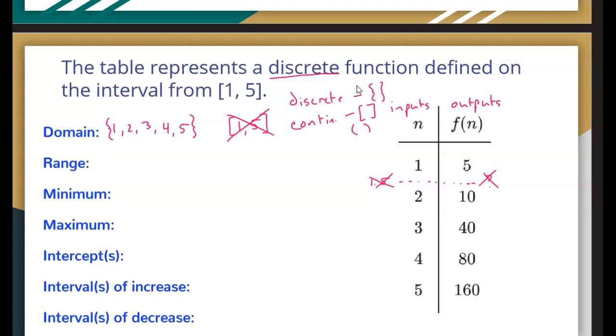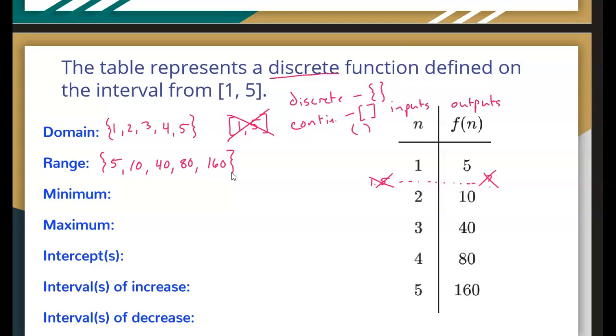What is our range here? Remember, there's no values in between, so we would just list our outputs out. What is our range? It's our valid y values, so this will be 5, 10, 40, 80, and 160. That's our range.